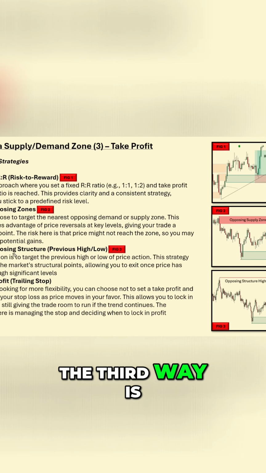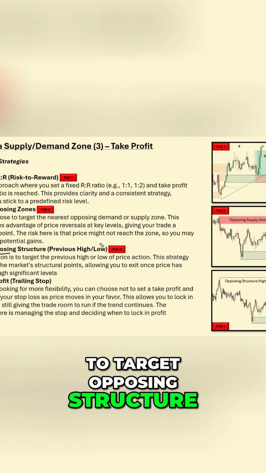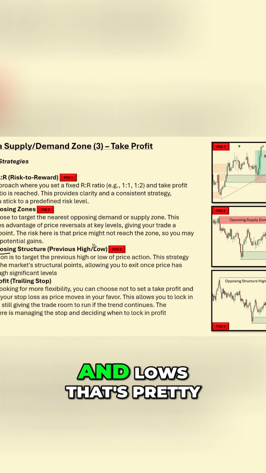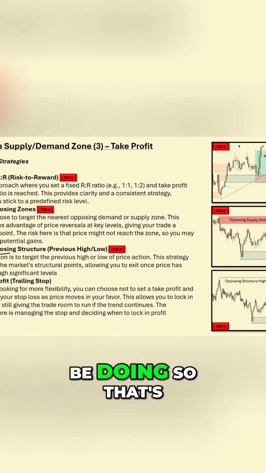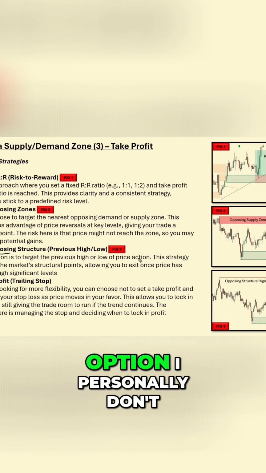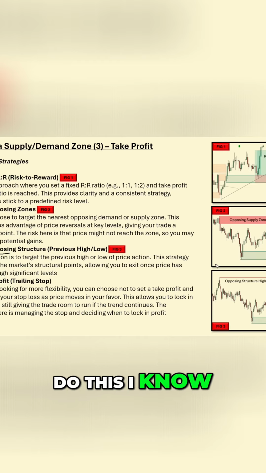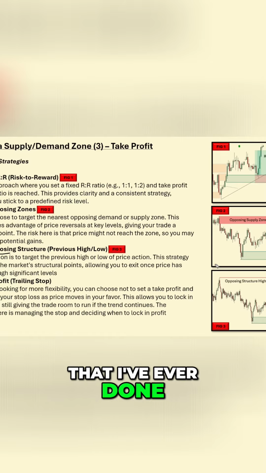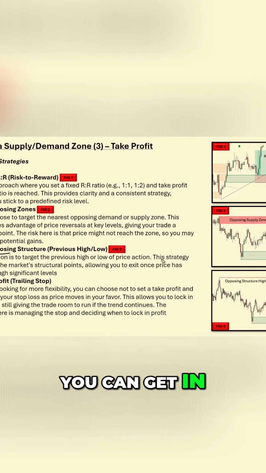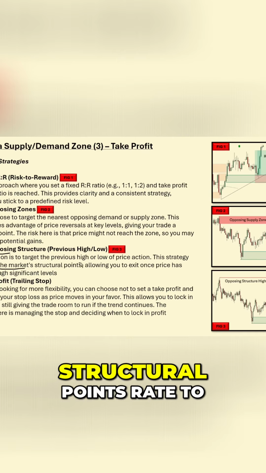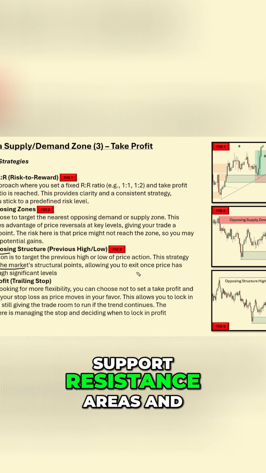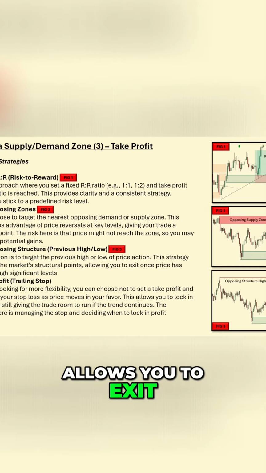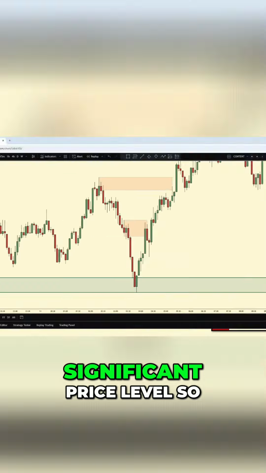The third way is to target opposing structure, previous highs and lows. That's pretty much what you could be doing. So this is another option. I personally don't do this. I know some traders who do, and honestly, it makes logical sense to me. It's just not something that I've ever done. I've seen it work really well, and it gives you a great idea of how much profit you can get in the trade. And this focuses on the market's structural points, right? The support resistance areas, and it allows you to exit once price has moved through significant price levels.